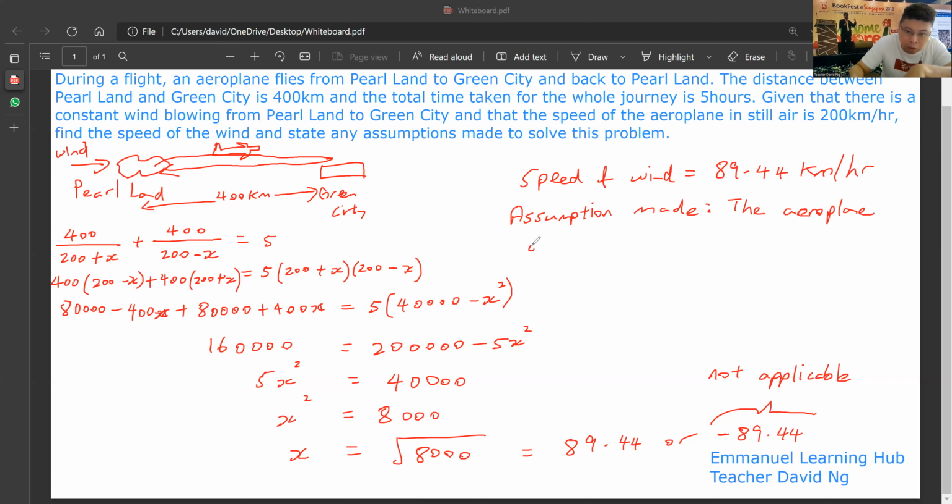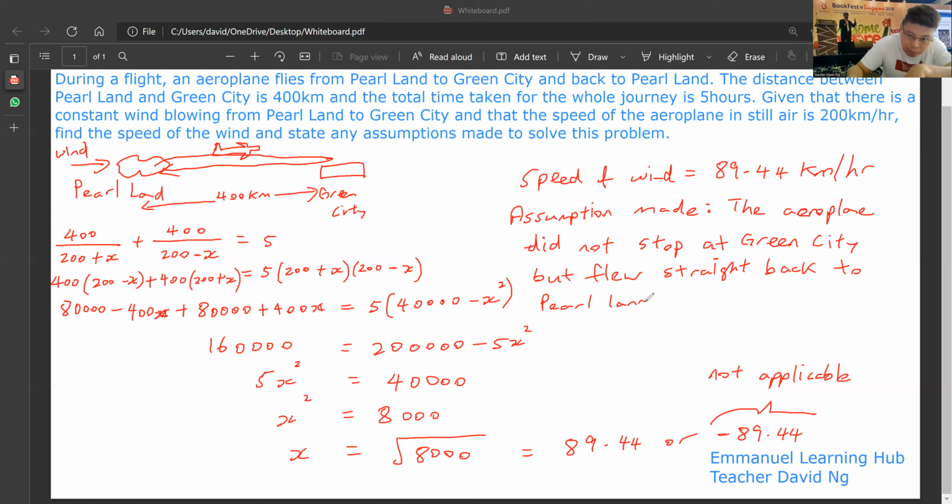Okay, the assumption made. The aeroplane did not stop at Green City, but flew straight back to Pearland when it reaches Green City.